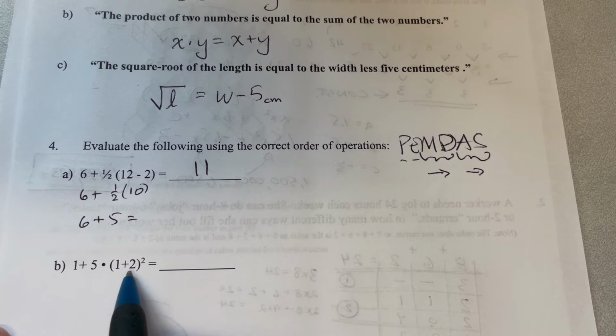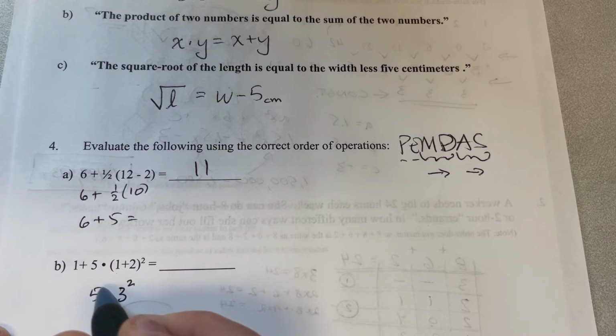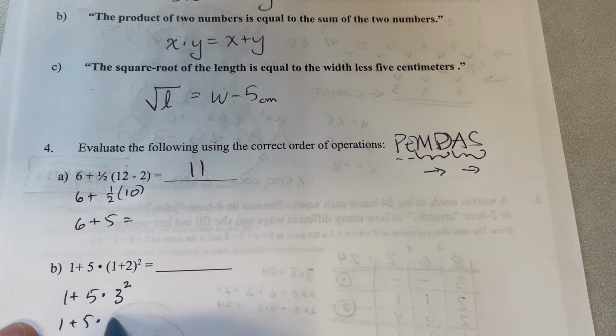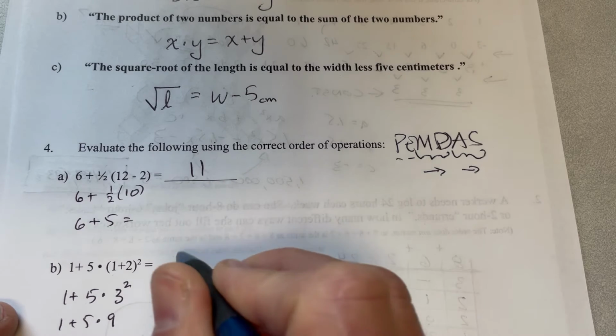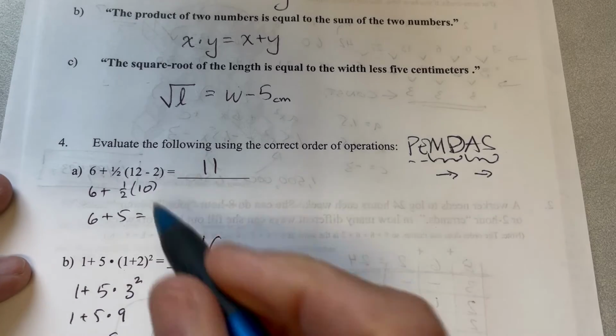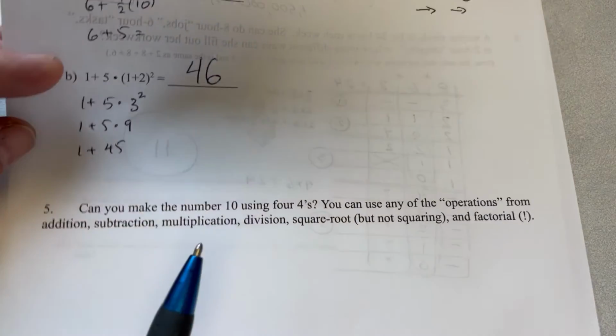Same thing here, but remember that's exponents. So I'm going to do the parentheses and get 3. Then I'm going to square it, then I'm going to multiply by 5. And then finally I'm going to add 1. So this then becomes 1 plus 5 times 9, and that becomes 1 plus 45, so I write 46, all right? So know those rules and show it step by step, okay? Don't just type it into a calculator and think that that's okay.